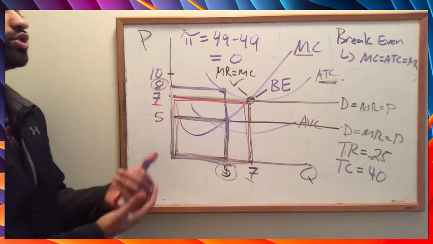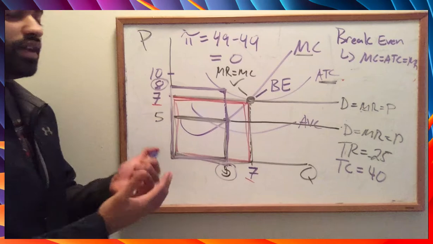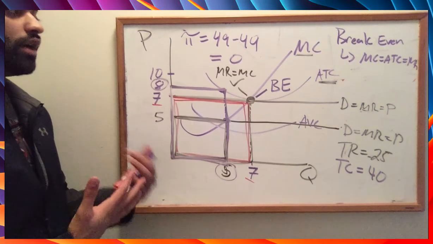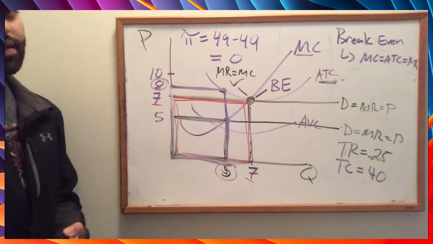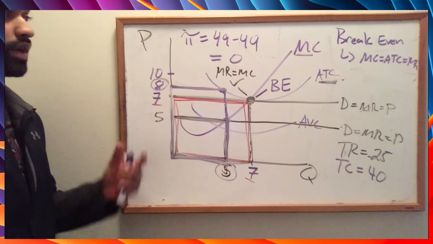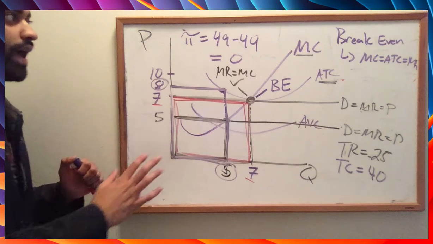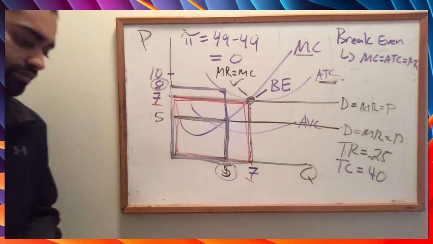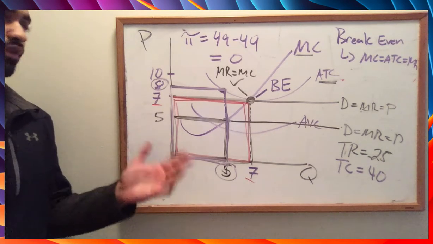Because again, why would you want to stay in this industry if you're losing money? The goal is to always make a profit, and that's one of our key assumptions in economics, is to maximize profit, minimize cost. So again, this is a brief rundown on how to do a couple of graphical analysis for perfectly competitive firms.